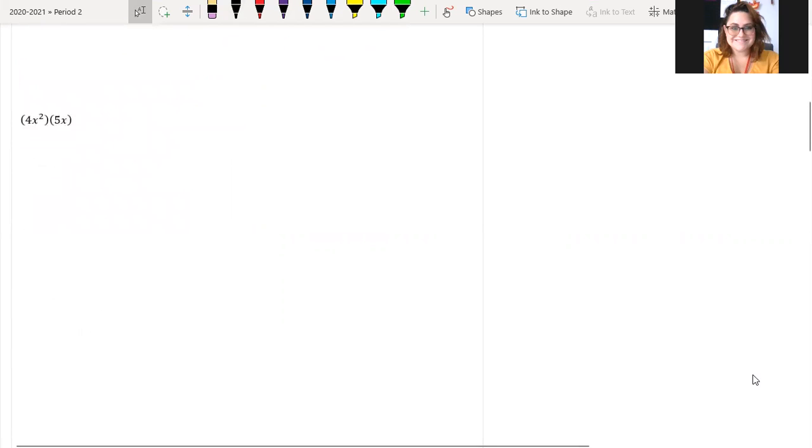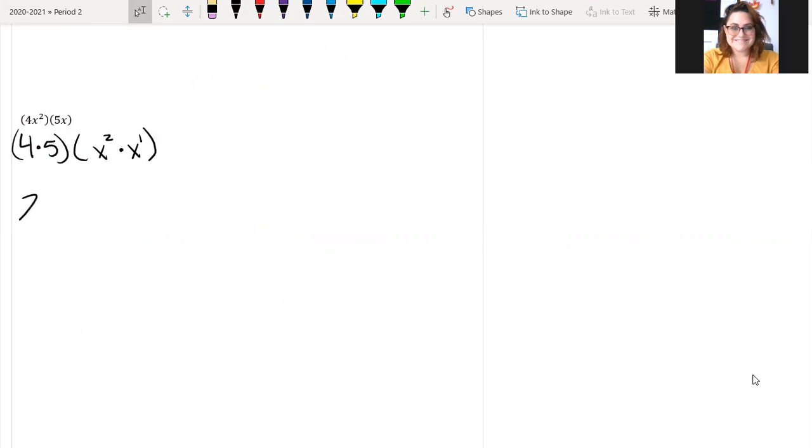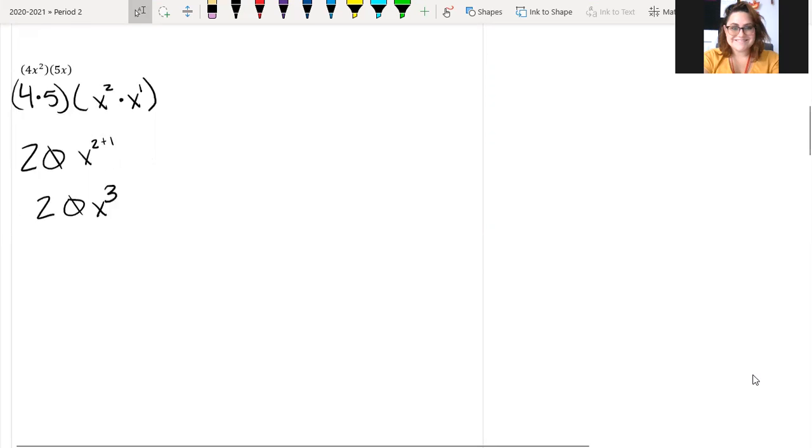Going into another example, we would do 4 times 5, and then we would do x squared times x to the first. 4 times 5 is going to give me 20, and x squared times x is going to be x to the 2 plus 1, which gives us x to the third. So we'll have 20x to the third.